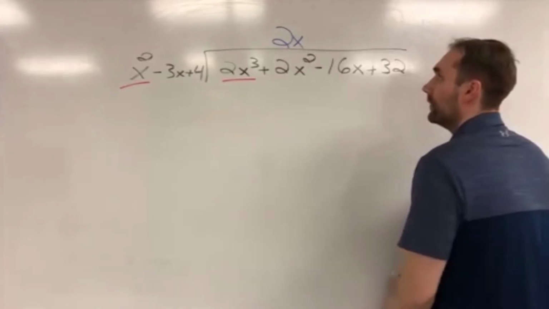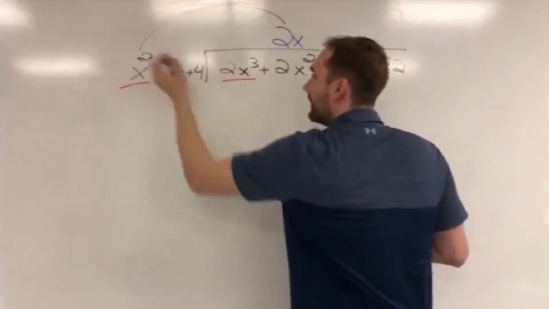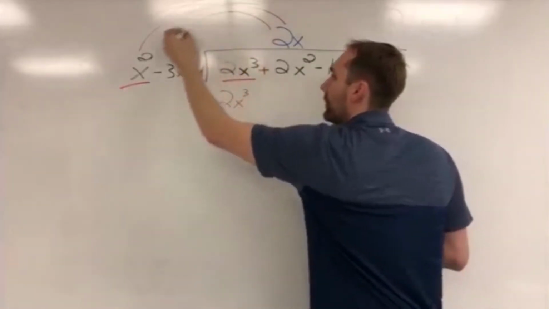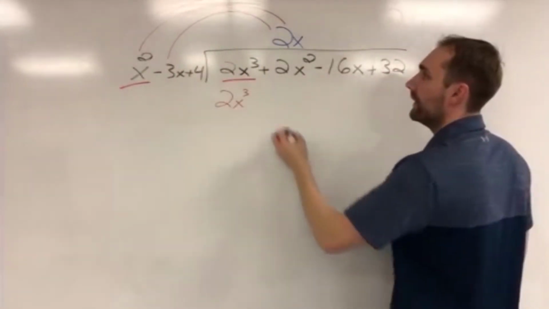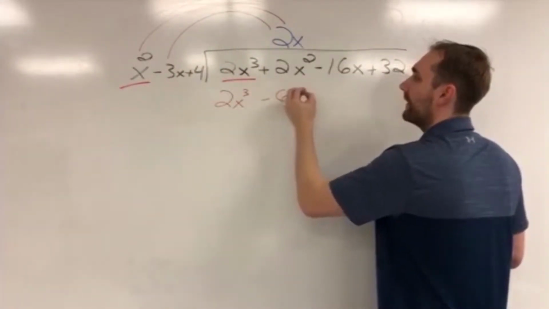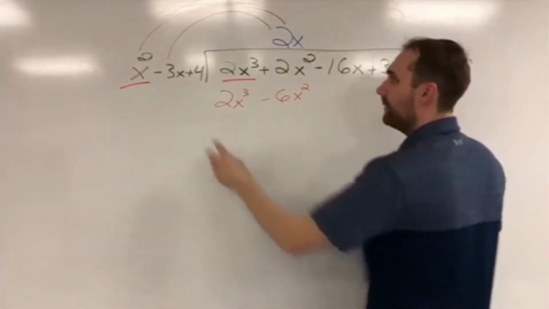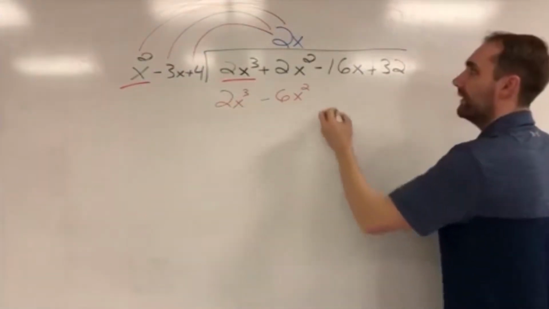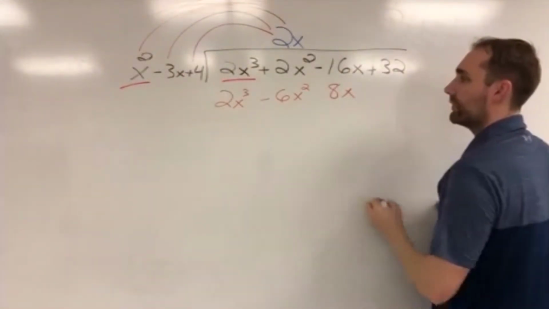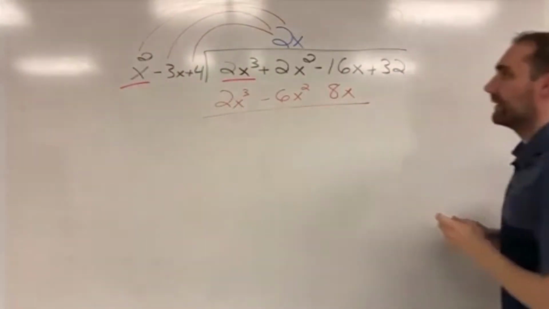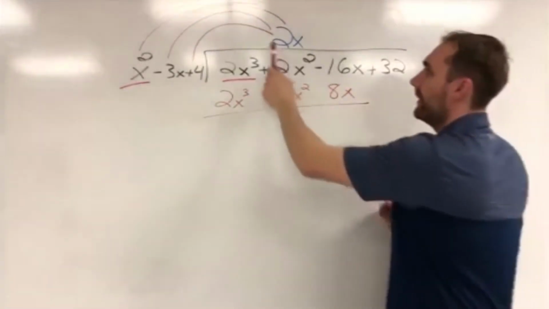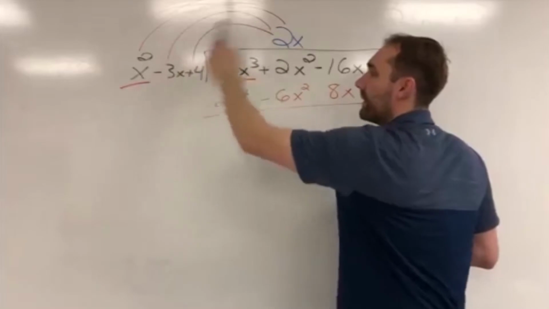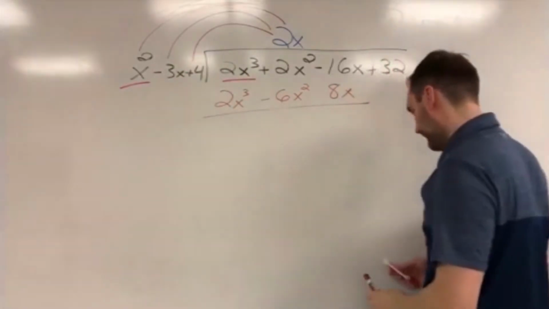So let's check that out. 2x times x squared is 2x cubed. And 2x times negative 3 is negative 6x squared. And because we happen to have a quadratic here, 2x times 4 is 8x. A lot going on there. So once you find your first term and what you need to multiply to get your first term here, you have to multiply that by each of the terms on your divisor.